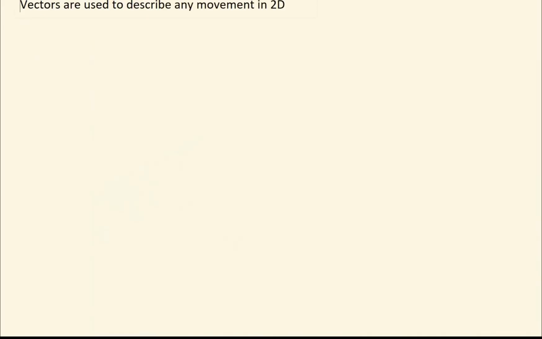Before you start off with the main work, you need to do a quick overview of vectors. Vectors basically describe any movement or any motion in two dimensions. So if you want to go from here to here, you can define it as a vector, which is basically a horizontal component and a vertical component. So we could say it's 3 squares long and 4 squares up.